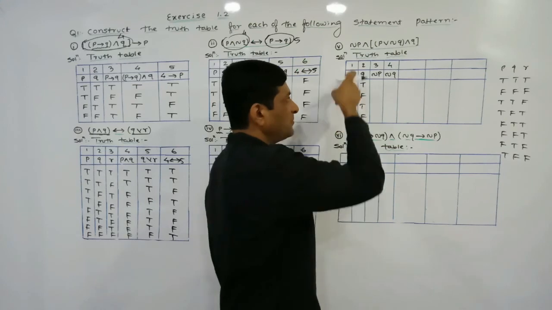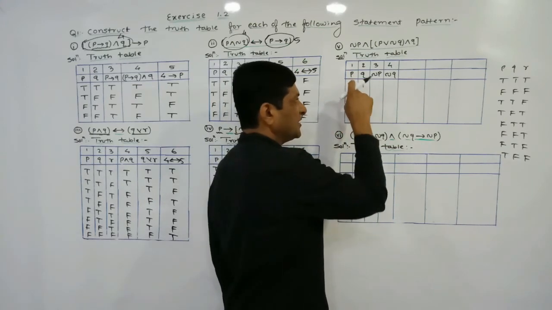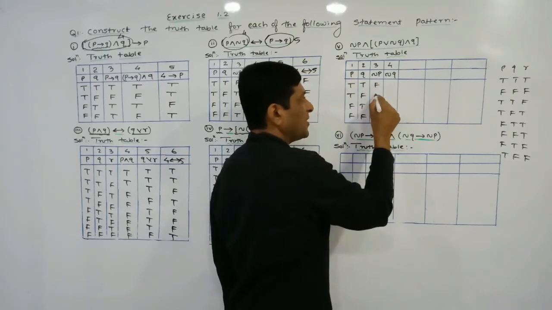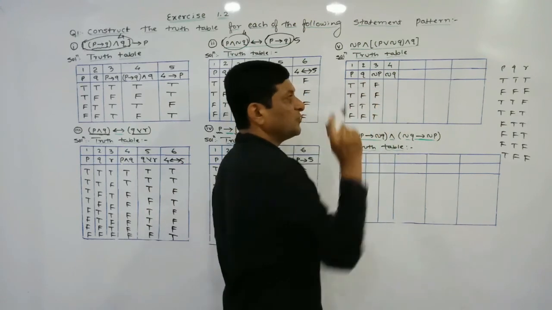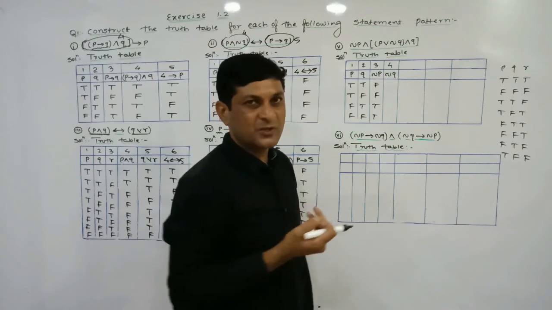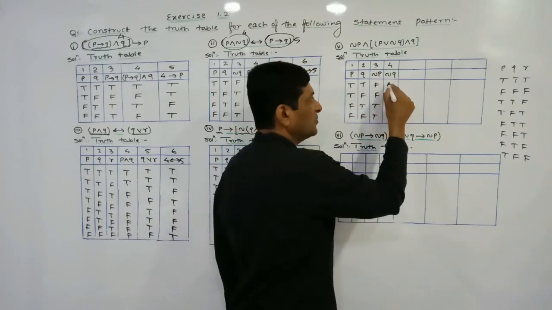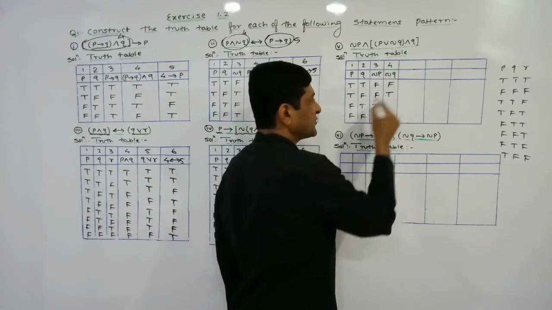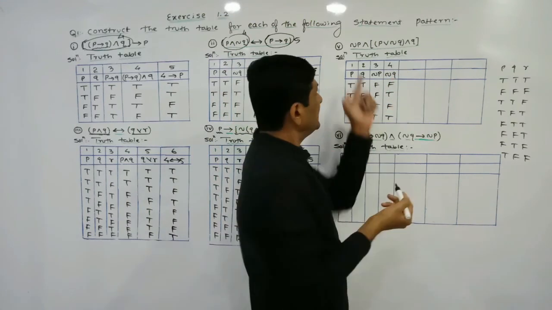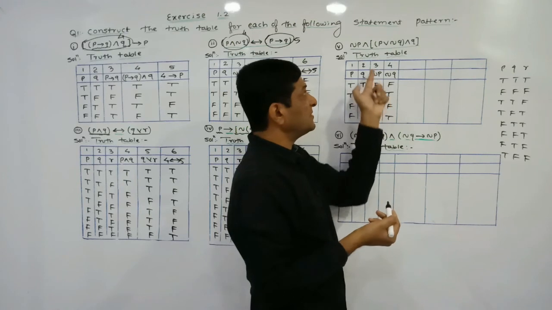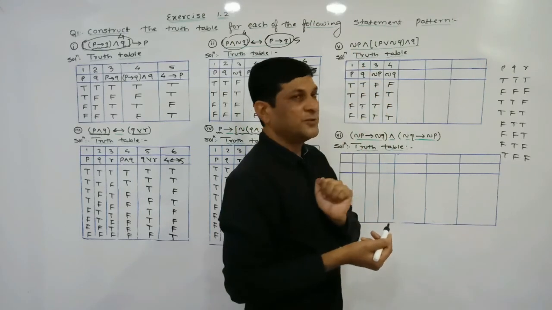The truth values of P are known to us, so find its negation. Negation of true is false and negation of false will be what? True. Now from the truth value of Q, find the negation of Q. So what is the negation of true? False. Negation of false is true. Negation of true is false. Negation of false is true. Now the first part is known to us. What is the first part? Negation P. Its truth value is known to us.